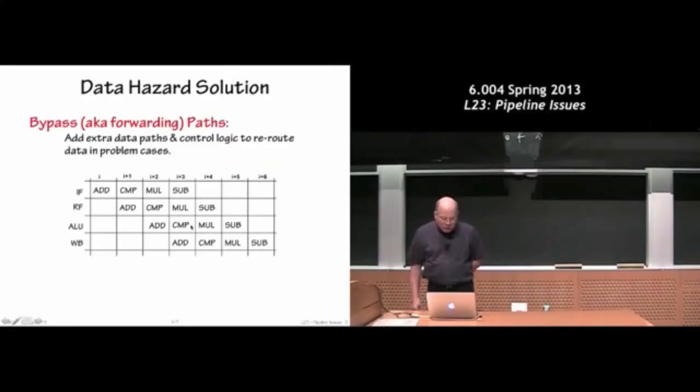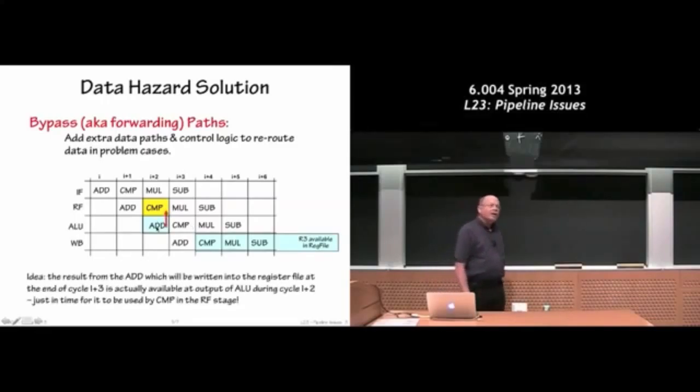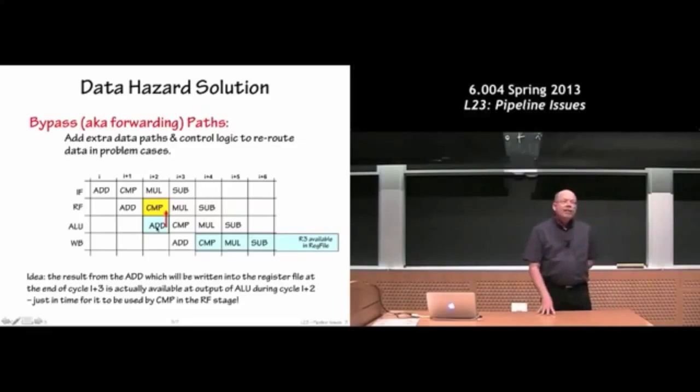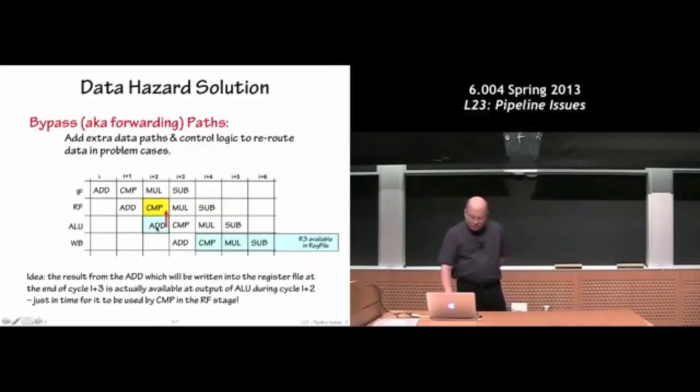The way we chose to fix it was to notice that the information we wanted was actually coming out of the ALU. When the add instruction is in the ALU stage, the output of the ALU towards the end of that cycle has the actual binary bits, the integer that will be written into the R3 register at the end of the next cycle. So we actually have the number we need, it's just not in the register file.